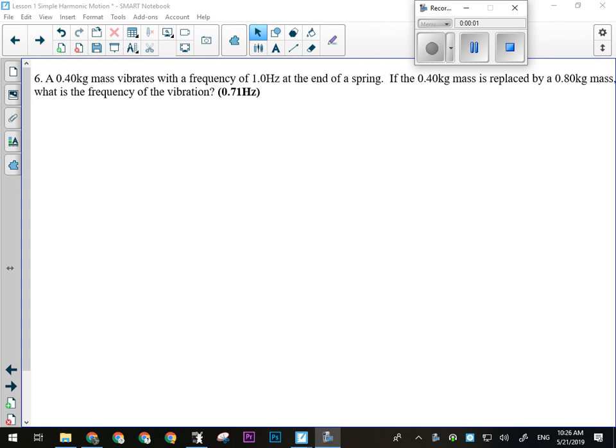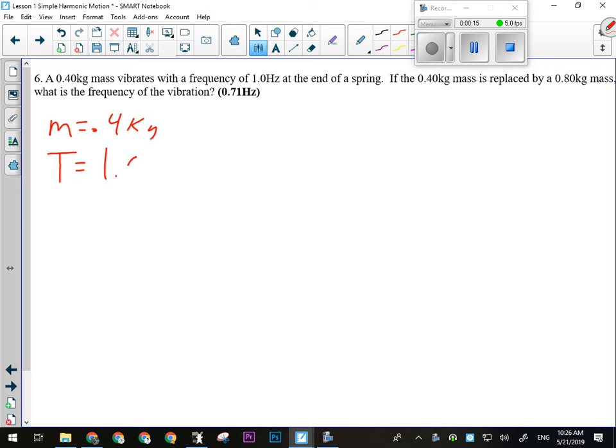All right, so for number 6 here, we have the mass given to us, 0.4 kilograms, and we're told the frequency is 1 hertz, which means the period is 1 second, because 1 over 1 is 1. What we're looking for is the frequency of vibration if the 0.4 kilogram mass is replaced by a 0.8 kilogram mass. What we don't know right now is K. Since it's the same spring in the second instance, can I find K with the first mass? Yeah, and that's what I've got to do.